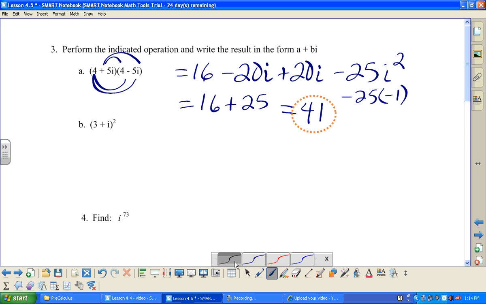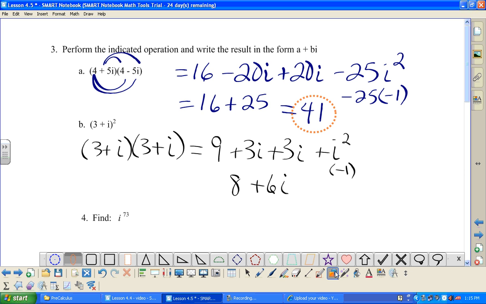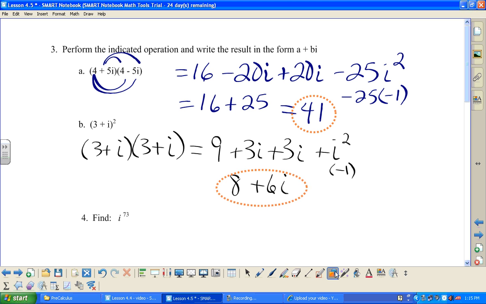And for letter B here, we're going to do 3 plus i, that quantity squared, which, remember, we've talked a lot about the perfect square trinomials, but you can also think of this as just foiling it also. But you have to remember to do 3 plus i times 3 plus i, which will give us 9 plus 3i plus 3i plus i squared. So we have 9, and remember, i squared is equal to negative 1. So this would be 9 minus 1 is 8, plus 6i would be our answer for that problem. All right, so there's simple multiplication using complex numbers.